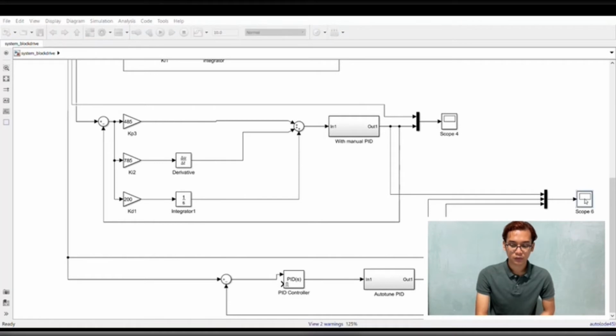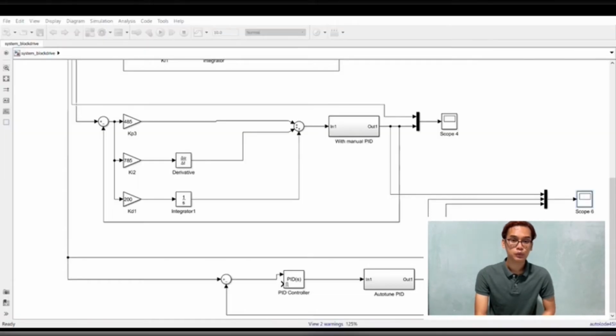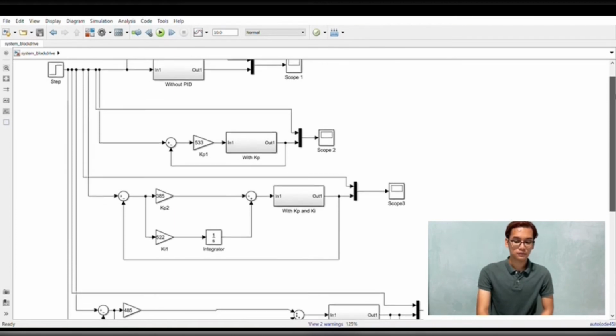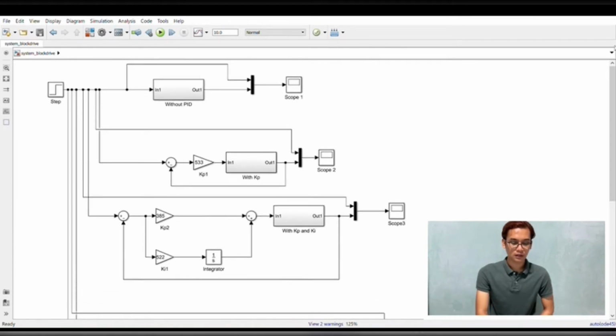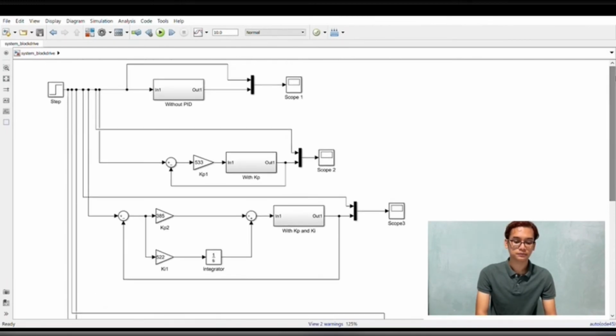And for the last one, for the bonus one, this is the difference between the manual and auto-tune PID value. This red one is the auto-tune, and this yellow one is the manual. The blue one is our desired input. So that's all our simulation, and this is actually a simple circuit, but in order to ease the simulation, I have combined it into one big circuit.